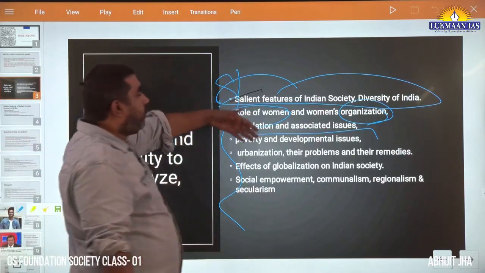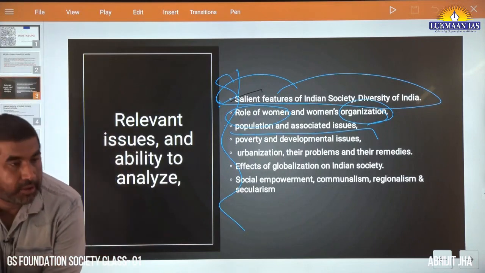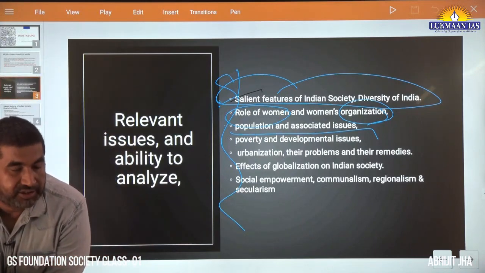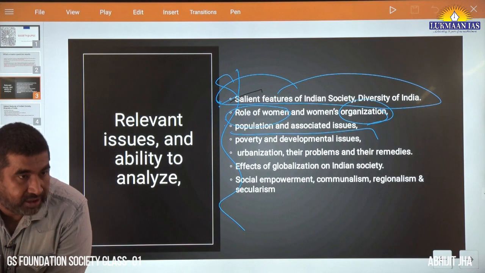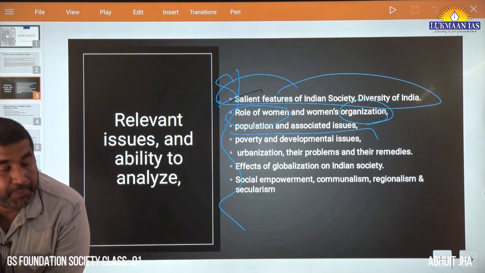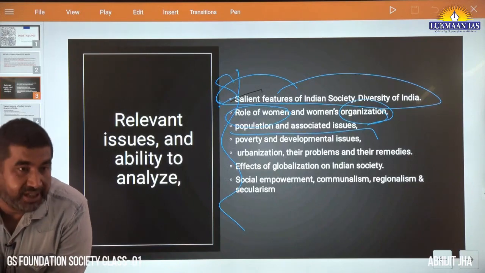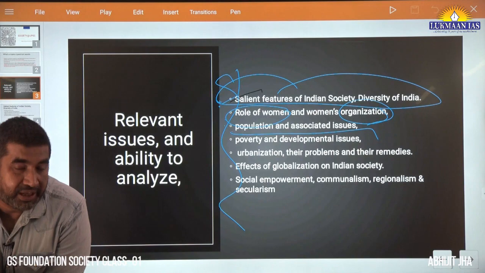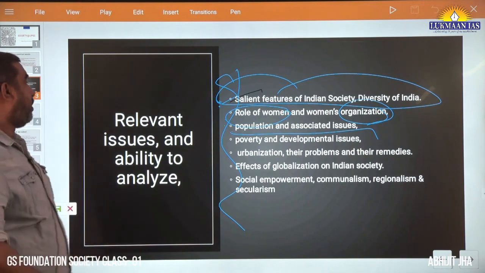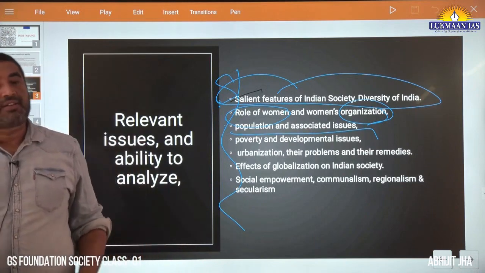followed in this subject, poverty and developmental issues. Now, poverty. Is globalization changing poverty? What is absolute poverty? What is relative poverty? What will be the impact of urbanization on poverty? What will be the impact of fertility on poverty? Again, this is a very broad topic. Urbanization, their problems and their remedies.